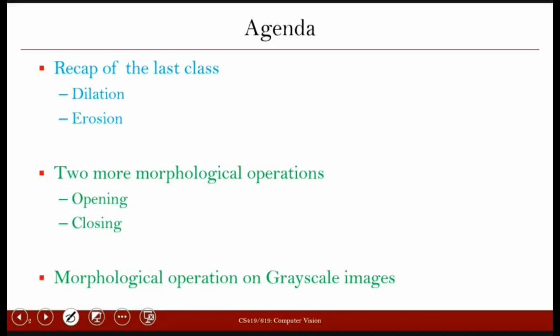We will first quickly see what we discussed in the last class with respect to morphological operations, particularly dilation and erosion, and then we will cover these two new operations, opening and closing. Normally these are performed on binary images, but these operations can also be extended to grayscale images. So we'll see how these operations can actually be performed on grayscale images.